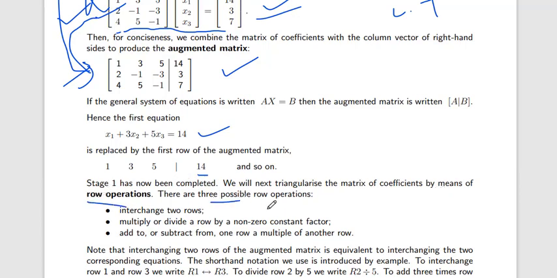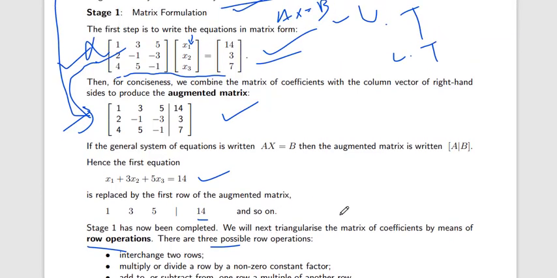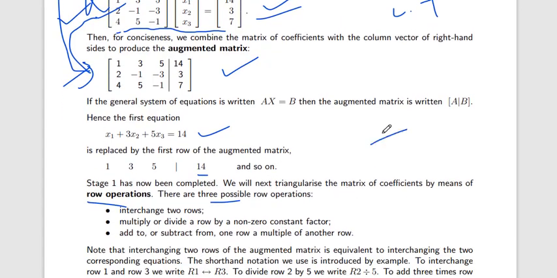There are three possible row operations. As I said earlier, with the help of addition, subtraction or multiplication, we will convert this type of matrix into an upper triangle. For this, there are three types of row operation. First of all, interchanging of two rows. Why interchanging?